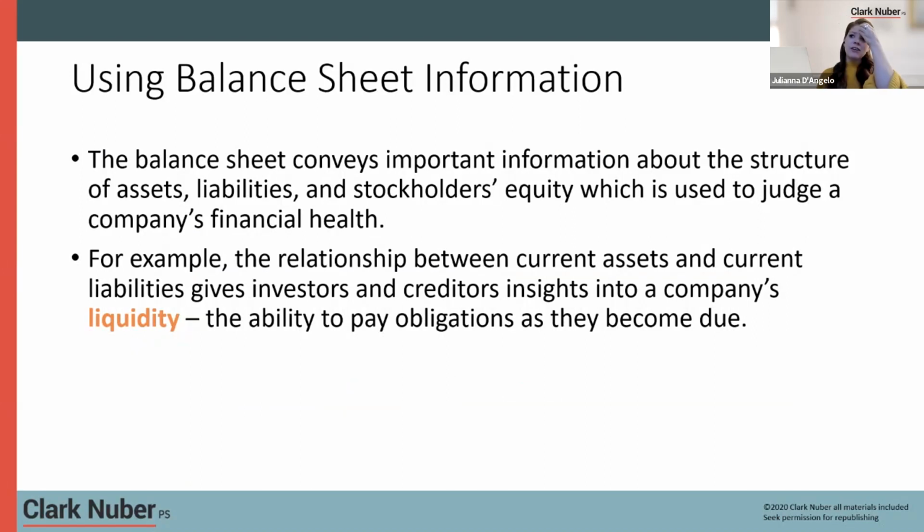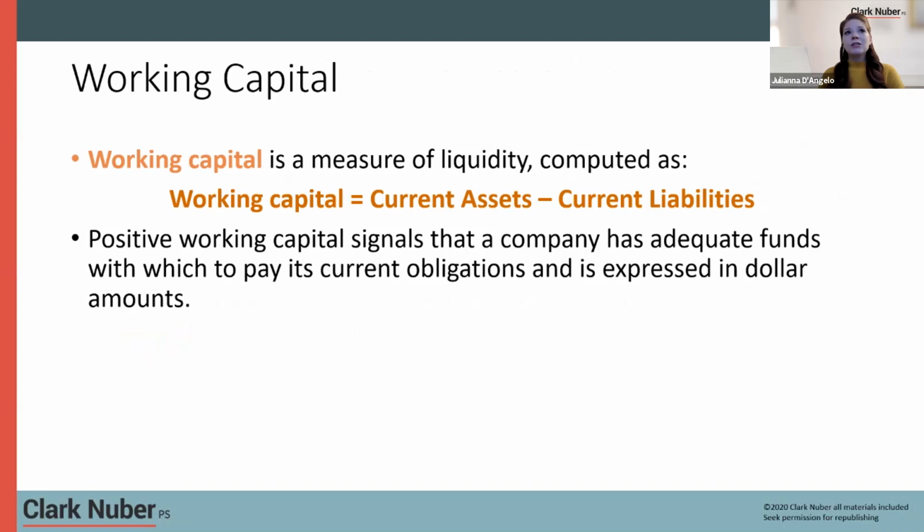Working capital and current ratios for the company are helpful in comparing two or more companies in the same industry as well, especially if the numbers are all over the place, but at least you can get an idea of what the ratios are telling you. So this is a slide from Tuesday, but working capital is the measure of liquidity computed as current assets minus current liabilities. And we want that to be positive, because that signals that a company has adequate funds with which to pay its current obligations, and it is expressed in dollar amounts.